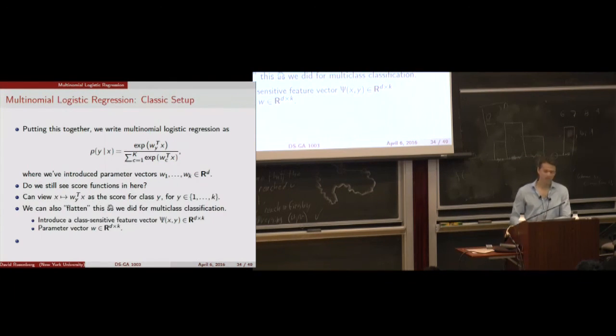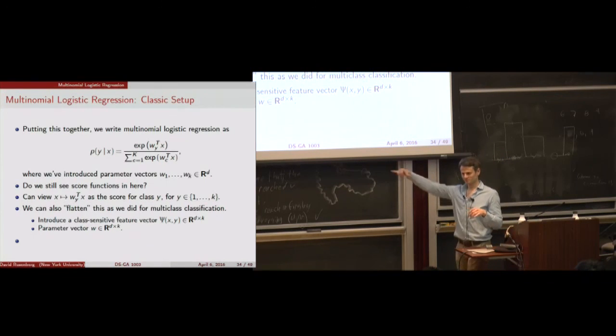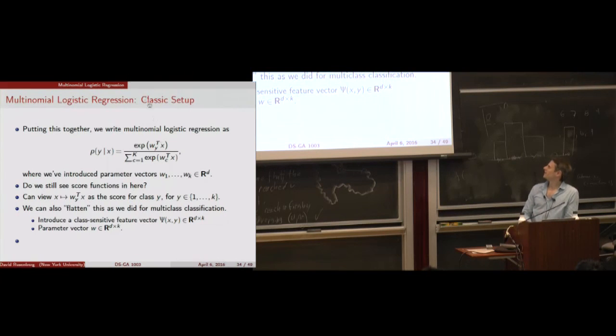So this is the flattening I'm talking about. We can introduce a class-sensitive feature vector, psi of x, y. And just as we described last time, you could take x and repeat it. You could have a bunch of zeros and put x in a particular class location. Review the slides from last time. And w would be one giant concatenated w, where d is the original size and k is the number of classes. So d times k would be the size of the new parameter vector.